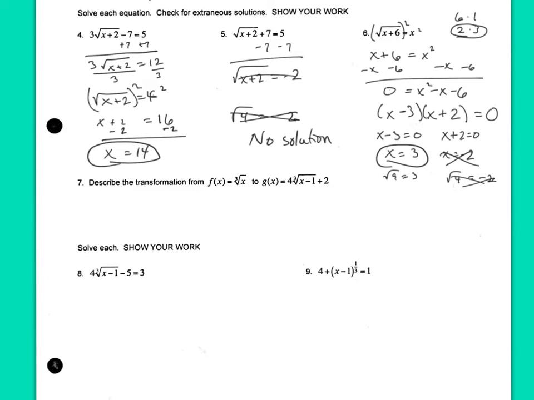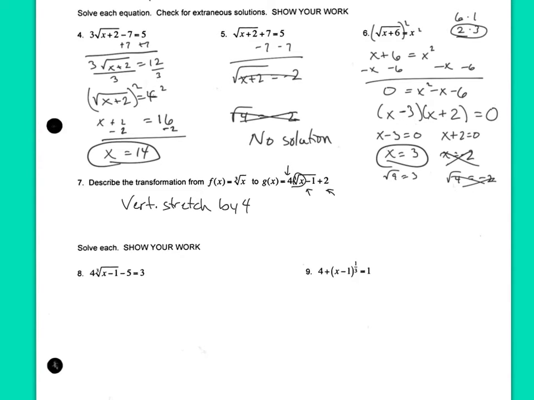Describing a transformation. Remember, you're not going to talk about the cube root or the x, but we're going to talk about the 4, the -1, and the +2. So the 4 is a multiple, so you're multiplying by 4, so this is a vertical stretch. And of course, that's by 4.